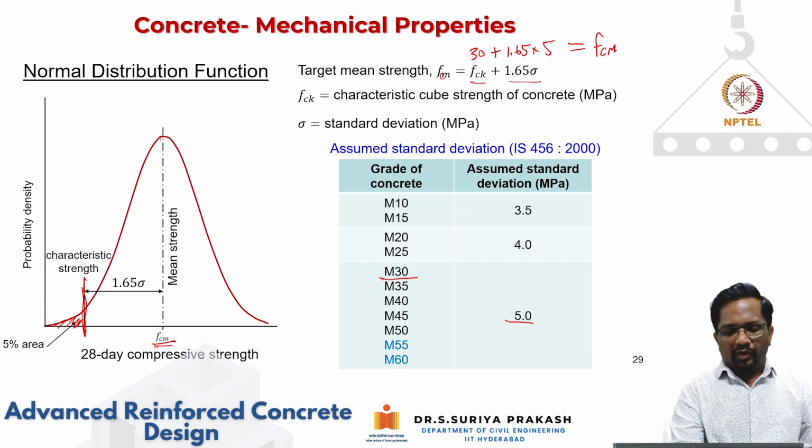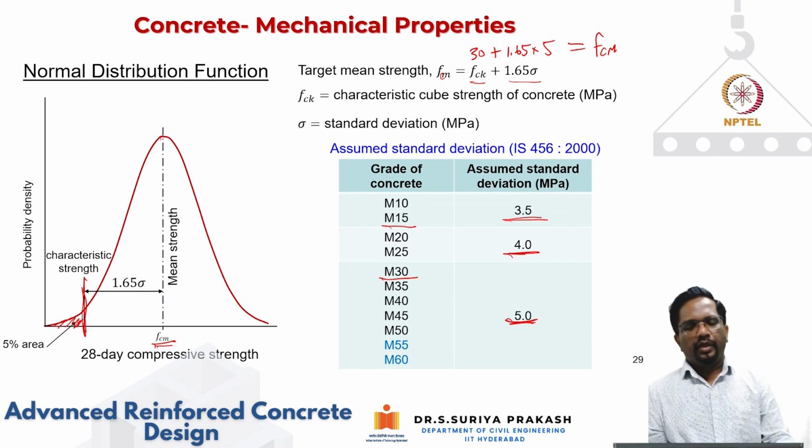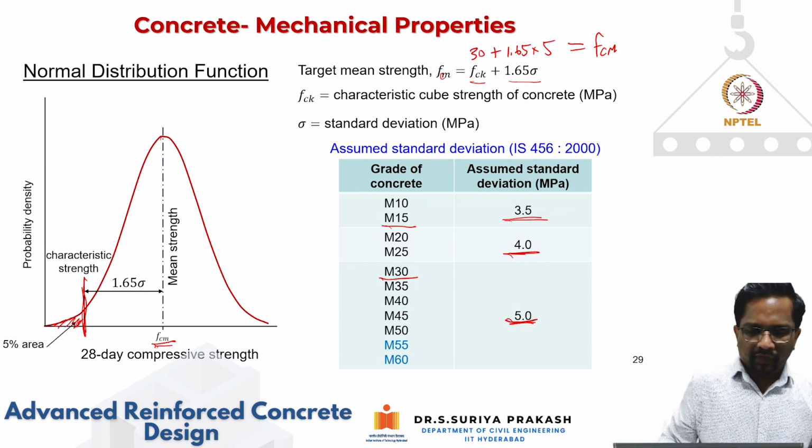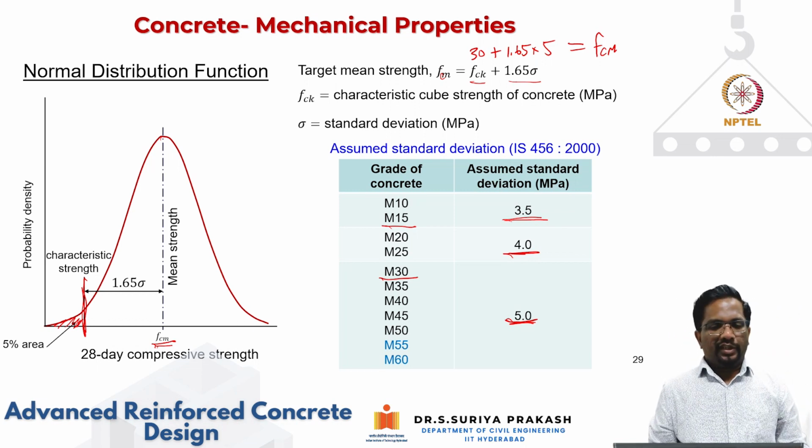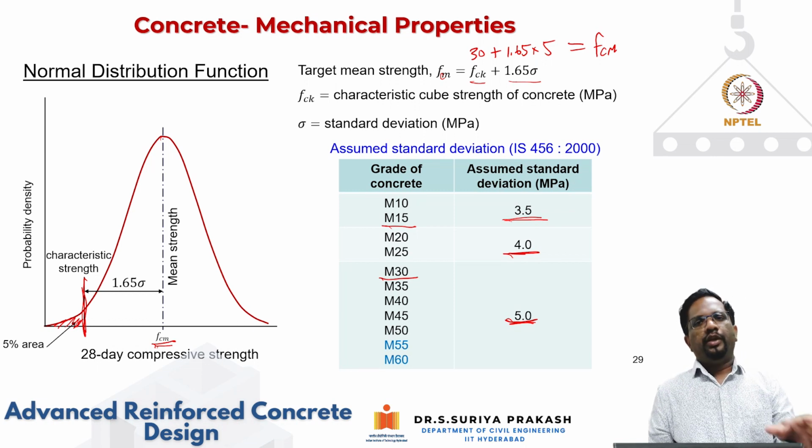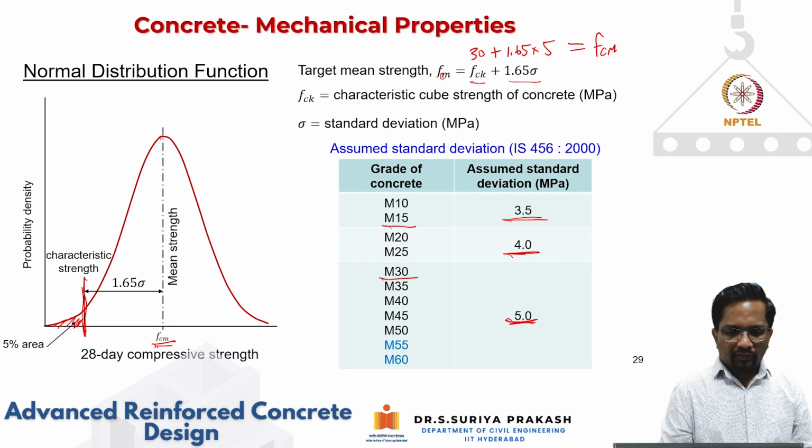So similarly, the code gives you acceptable standard deviations that we can use. If you're designing for M15, you can take sigma as 3.5. If I'm taking M20 or M25, you can take 4. Anything from 30 to 60, we can take 5 megapascal as your standard deviation. So again, if I want 60 as my characteristic strength, the mean strength should be 60 plus 1.65 multiplied by 5. So that's what it is.